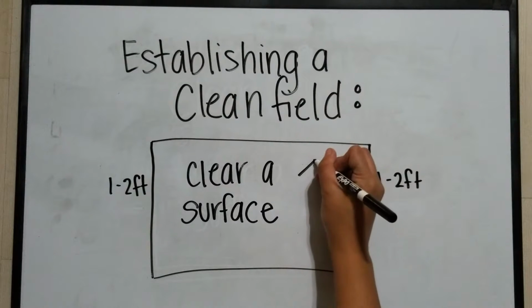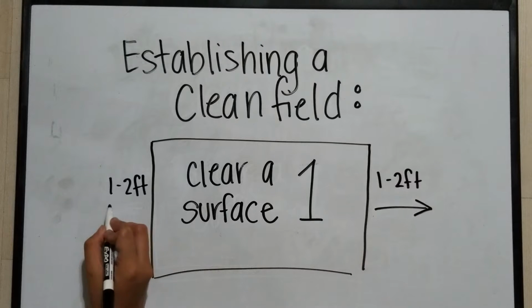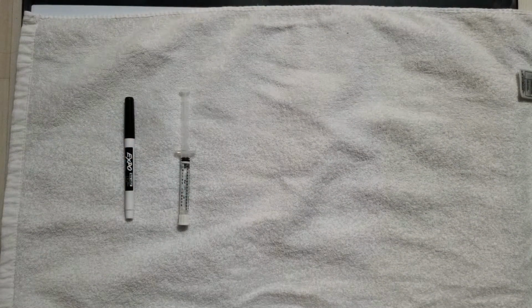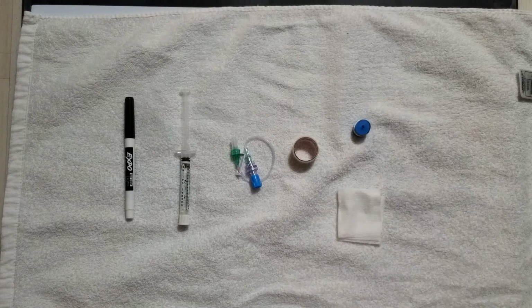To establish a clean environment or field, first, clear a surface that is at least 1 to 2 feet away from other objects. Next, cover it with a towel or other disposable patient protective barrier. Finally, make sure all items to be used are on the clean area and stay in the clean area.